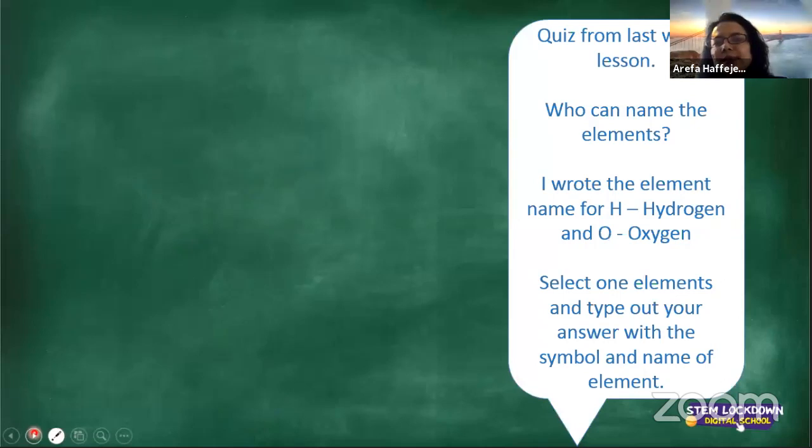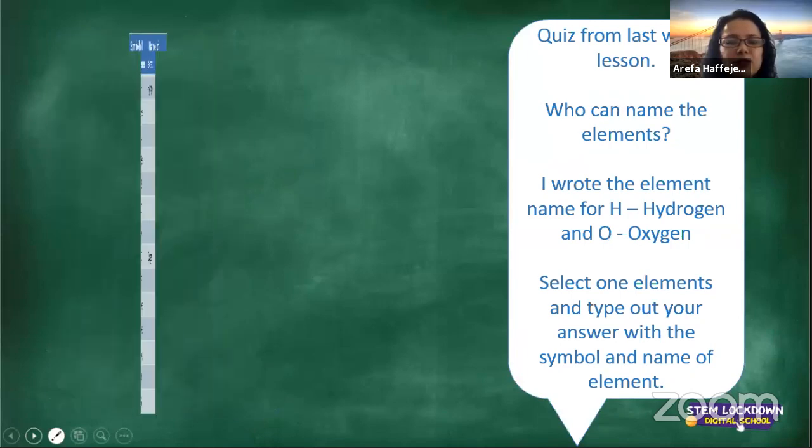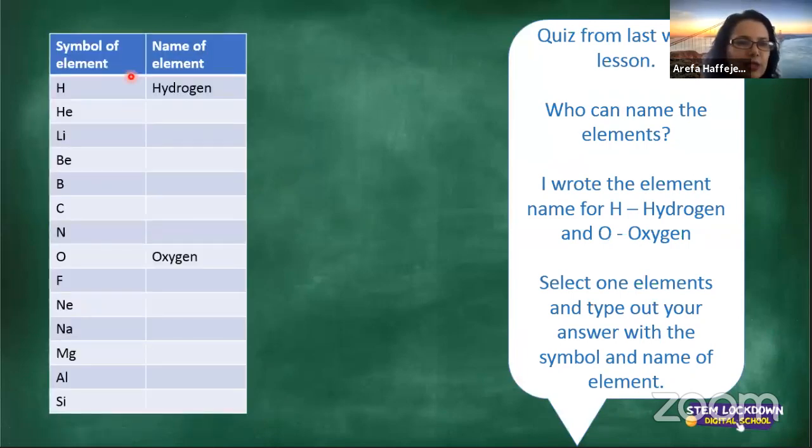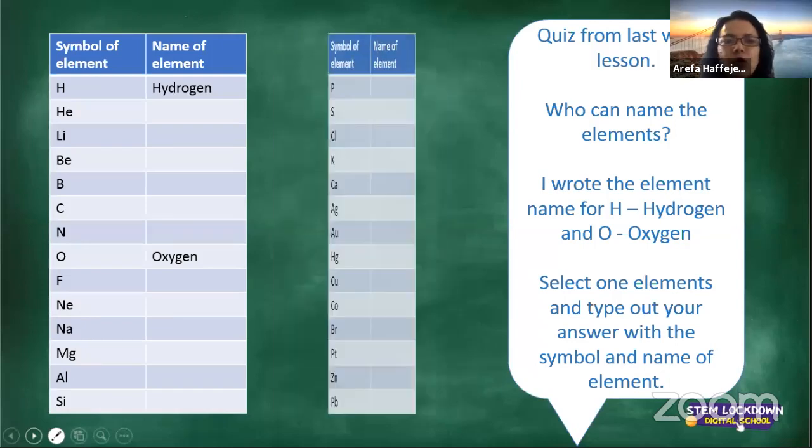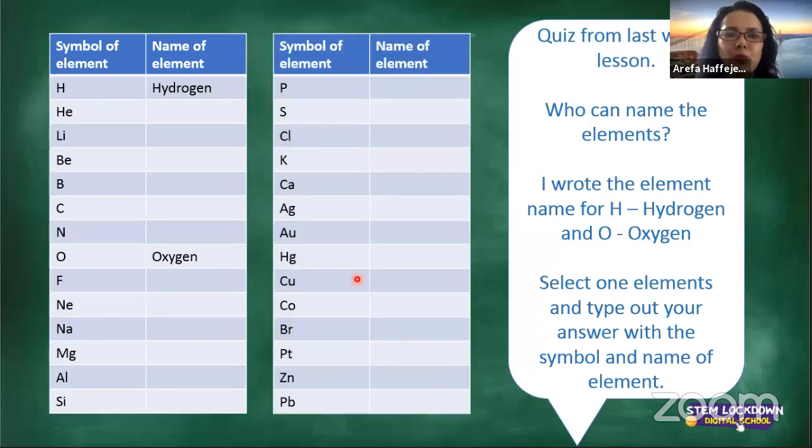Right, so from last week's lesson, I'd like to know who can name the elements. If you look here, I have written the elements of hydrogen and oxygen. H is the symbol, and I wrote down the element hydrogen. O is the symbol, and I wrote down oxygen. I'd like you either to type out the answer of the elements that are listed here, or you can verbally say what they are. Who would like to go first? I see two participants have raised their hands, so I'll ask my host if he can unmute you.